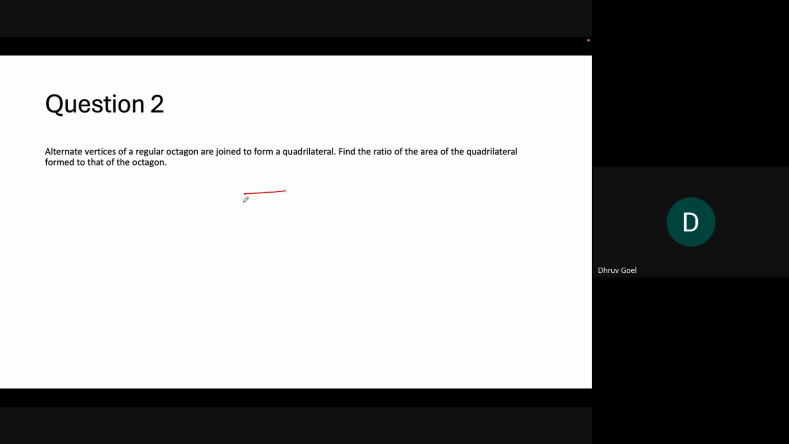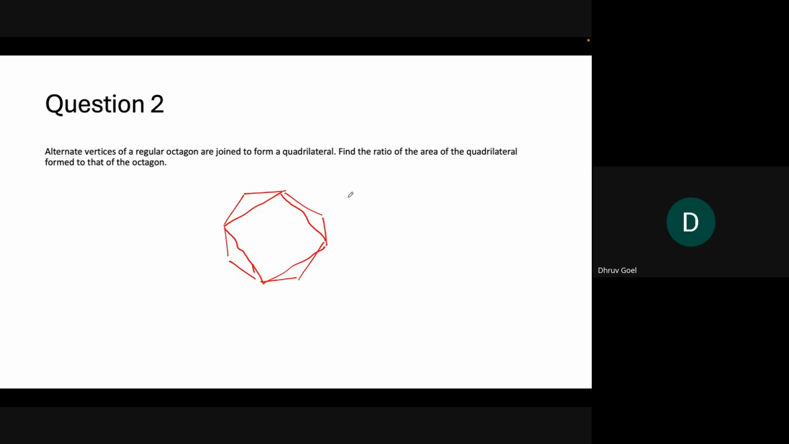First of all, let's try to draw an octagon. Is this the octagon? 1, 2, 3, 4, 1, 2, 3, 4. Yes, it's an octagon. The question says joining alternate vertices of the figure. We have joined this and we have joined this. We need to find the ratio of this particular area to the total area.